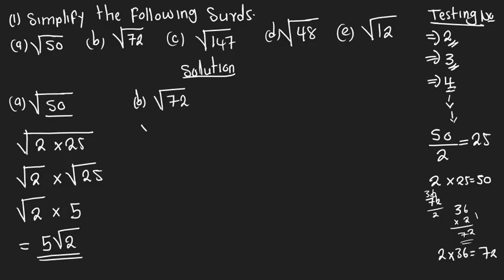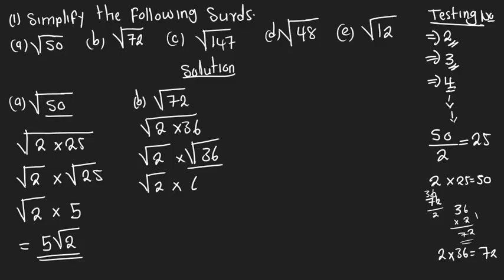So we can break down this guy here. So this can also be written as 2 multiplied by 36. So that can also be written as square root of 2 multiplied by square root of 36. Square root of 2 multiplied by, what is the square root of this guy? 6. Henceforth, your answer is 6 root 2.